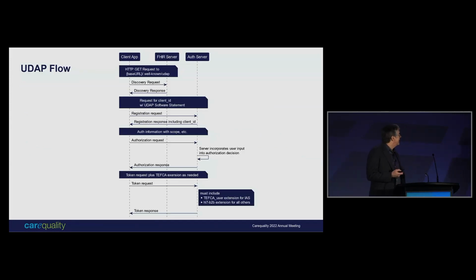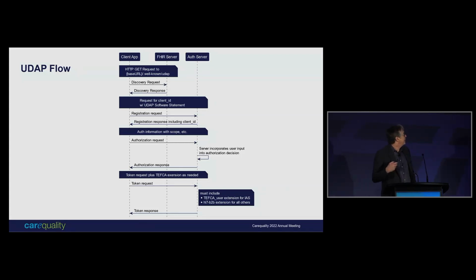So let's look at the basic flow. You start off with, you ask the FHIR server, hey, are you UDAP? Kind of straightforward. It tells you the information in the well-known /UDAP file, where to get that information. So what my auth server is, what parameters, what encryption routines, that kind of thing is part of it. You do the discovery request, you get the response back with all that information.